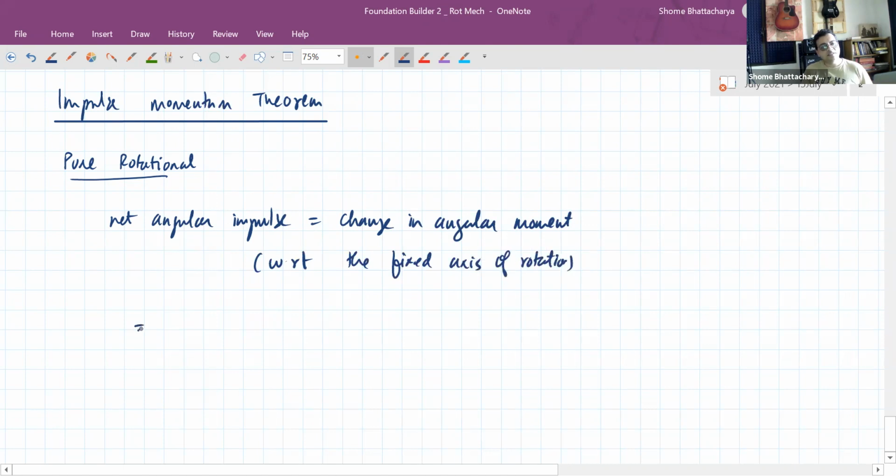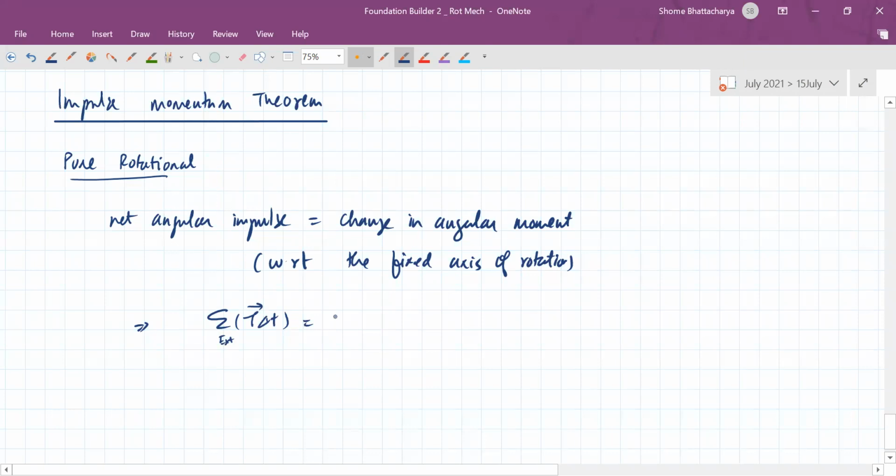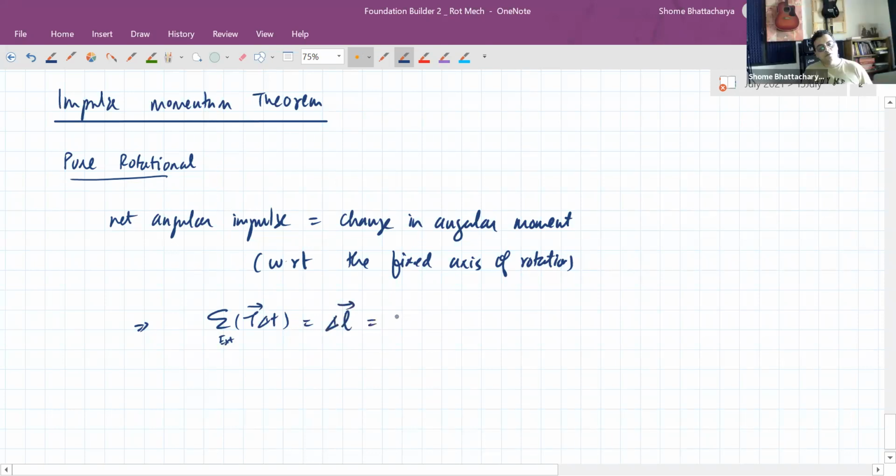Okay. So basically, it is summation of tau delta t for all external torques, is equal to change in angular momentum, or delta of I omega, or I into delta omega, because obviously I is remaining constant.